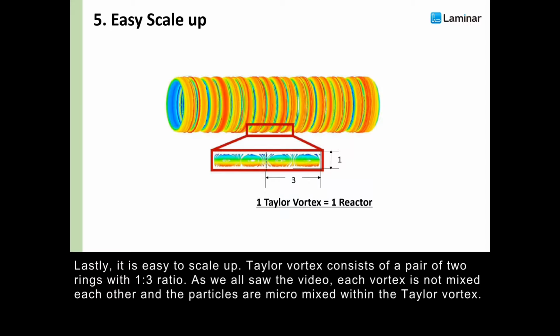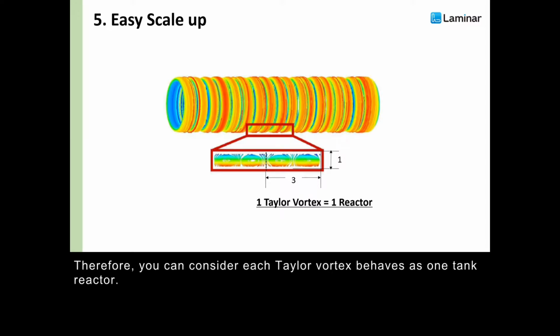Lastly, it is easy to scale up. Taylor vortex consists of a pair of two rings with a 1:3 ratio. As we all saw in the video, each vortex is not mixed with each other, and the particles are micro-mixed within the Taylor vortex. So therefore, you can consider that the Taylor vortex behaves as a one-tank reactor.